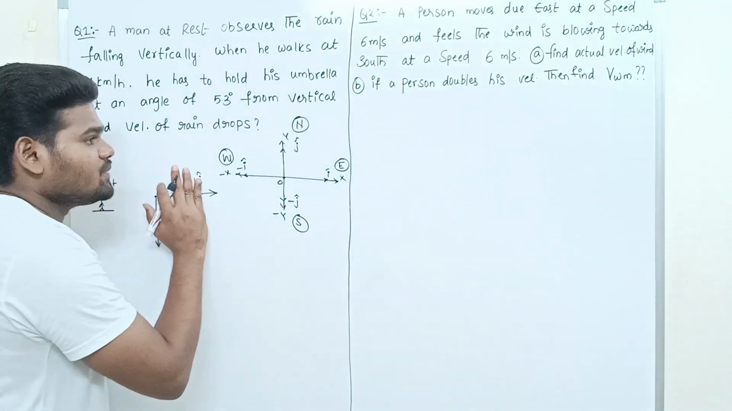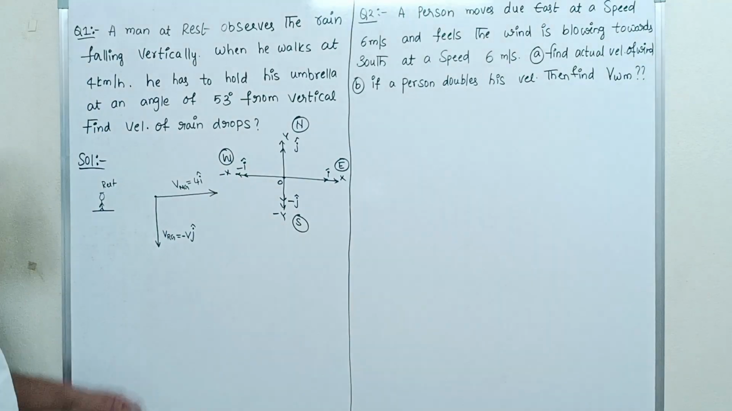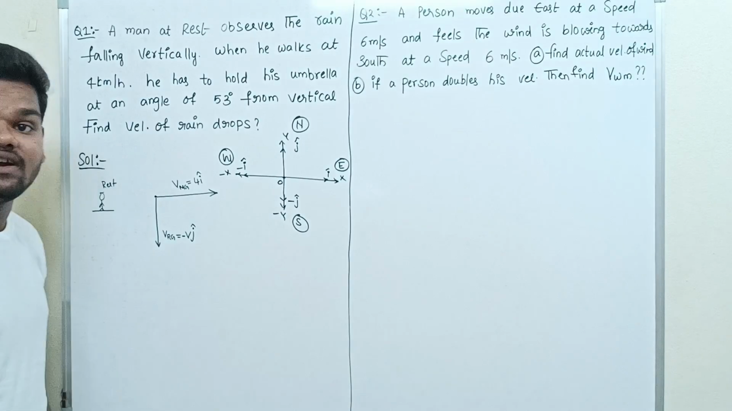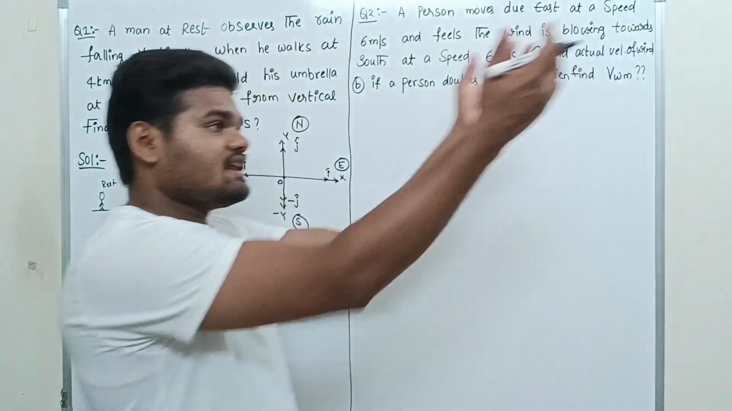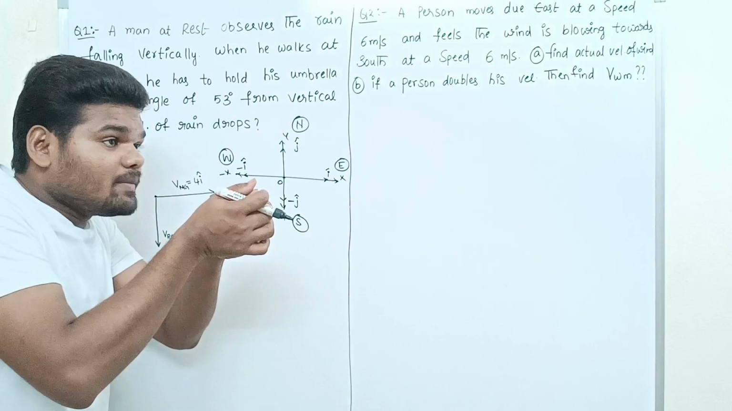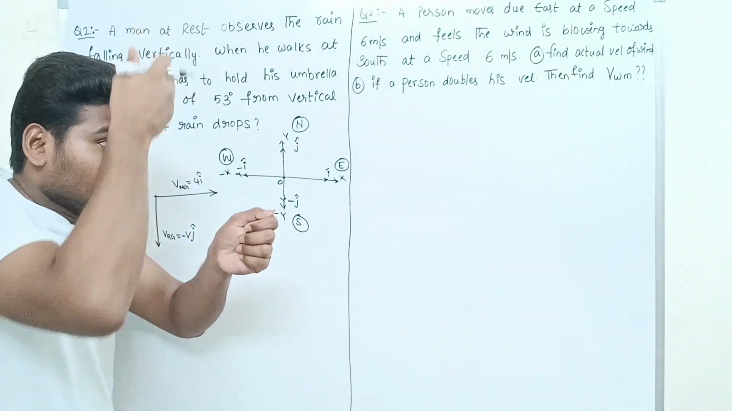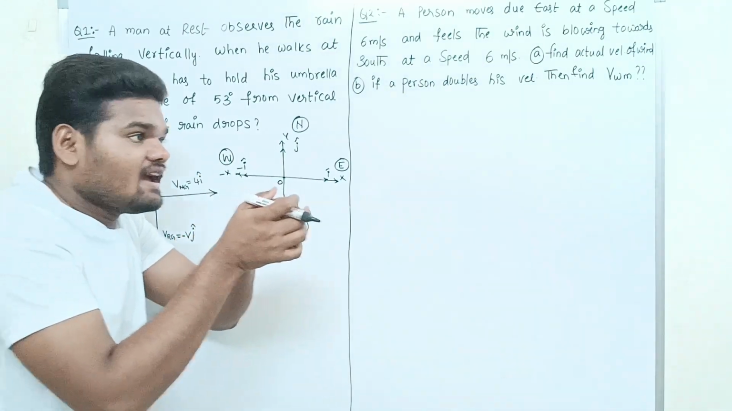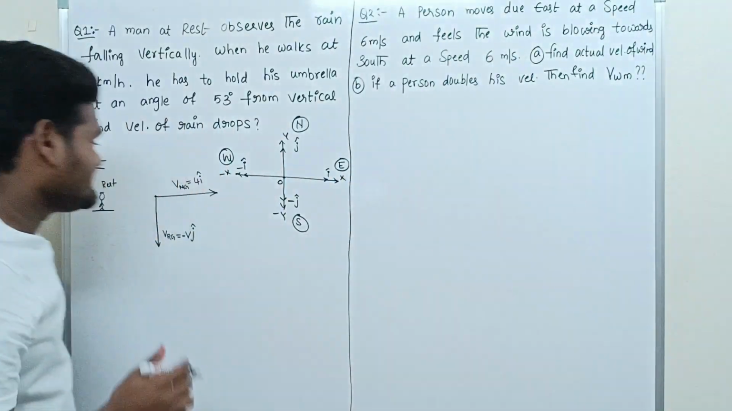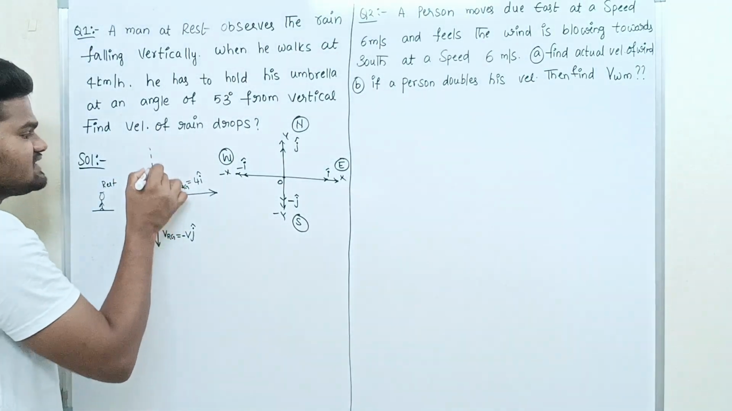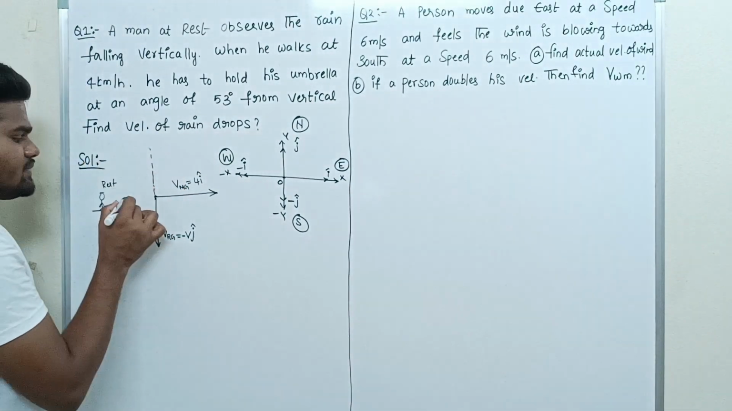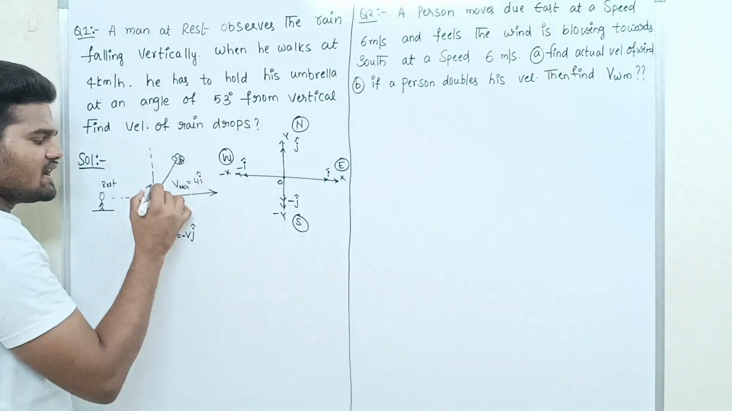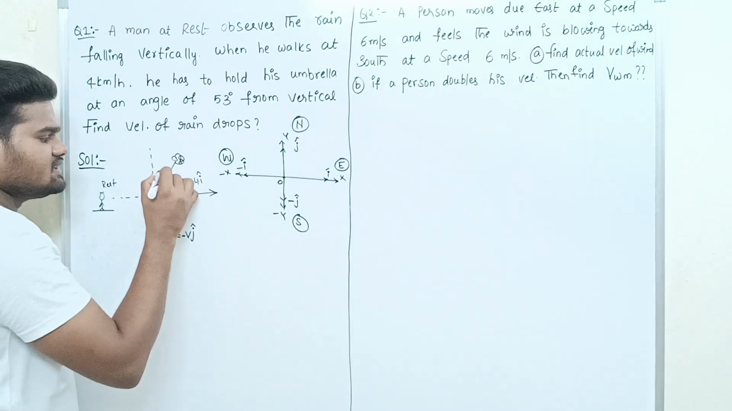So when he is moving with a speed of 4 km per hour in this direction, he has to hold his umbrella at an angle of 53 degrees from the vertical. The rain is falling vertically, and he is walking like this. Are you getting it? This is a vertical line, so with respect to this vertical line, he holds his umbrella at an angle of 53 degrees.